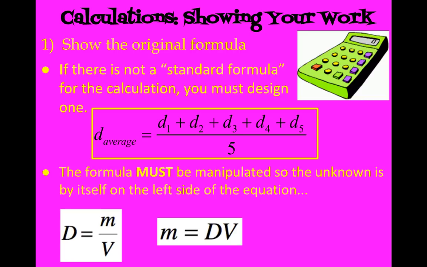So we have the formula that will solve for density, we have a formula that will solve for mass. What's left? Volume, exactly. So here is that same density formula, but it's manipulated to solve for V. So the volume is by itself, and it equals mass over density. And I'll show you how to do that in a few minutes. But let's stick with this average diameter problem for the moment.